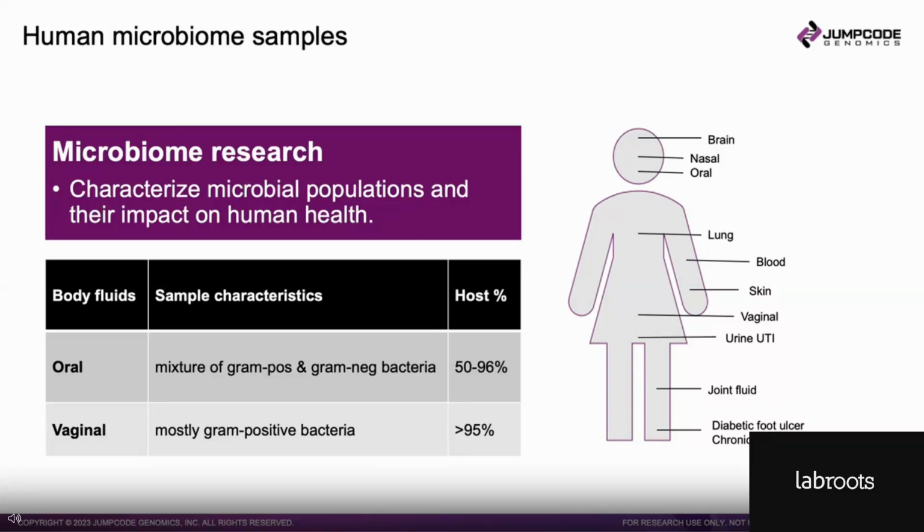As you can see from the table here, collecting an oral sample means that the sample you are looking at has human host material at roughly between 50 to 96%. A similar trend is also observed in many other possible sites on the human body, like the skin, nasal, and vaginal samples, where human content could be greater than 95%.